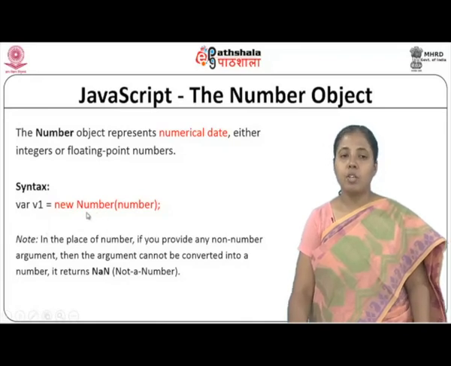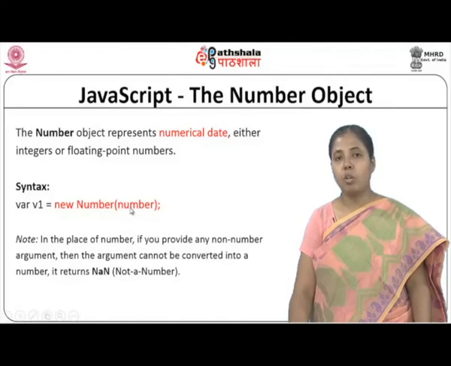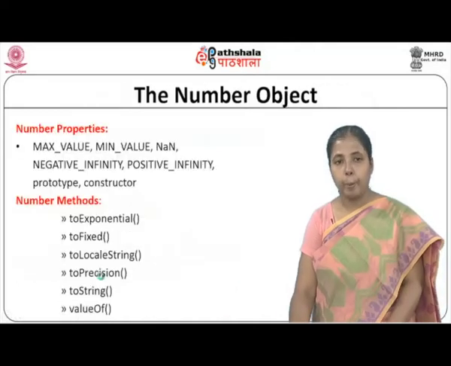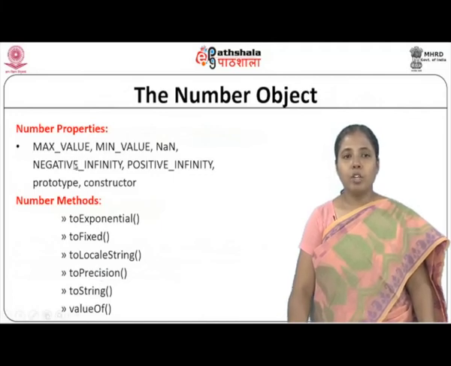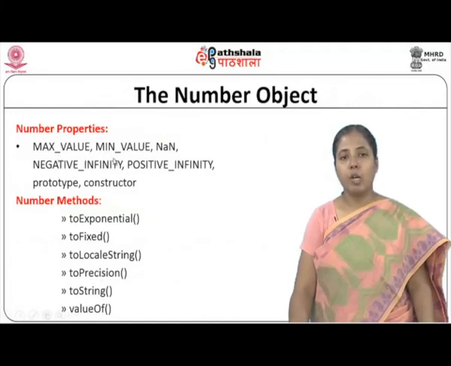Supposing you are using this number object to create a number and you are not giving an integer to the number constructor, then that would return a value like not a number. So, if you give a wrong argument, it automatically returns that it is not a number. These are some of the properties used with the number object: max value, min value, not a number, negative infinity, positive infinity, prototype and constructor. These are the properties you can work with, and these are the methods that are supported in the number object.